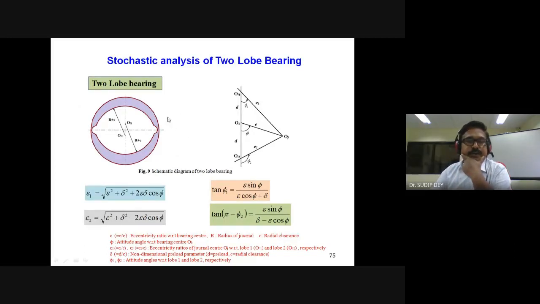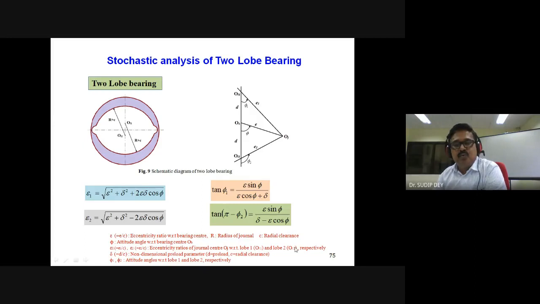Now coming to the two lobe bearing, this is the geometry of the two lobe bearing, wherein the two lobes are given here, and here the epsilon, which is e by c, nothing but the eccentricity ratio with respect to the bearing center. R is here, capital R, it is the radius of the journal, and C is the radial clearance, small c. Phi is the attitude angle with respect to the bearing center, OB, and epsilon 1 and epsilon 2 here, these are the eccentricity ratio of journal center O1 with respect to the lobe 1.